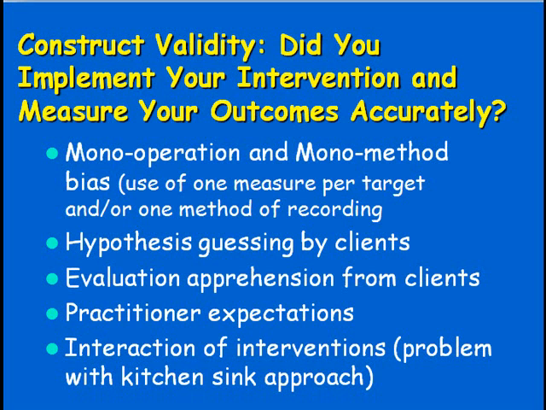The next type of design validity is construct validity. Did you implement your intervention and measure your outcomes accurately? So the first one had to do with reliability. This has to do with accuracy. It's important that in your paper you use a multi-measurement package, and I ask that you use more than one measure and more than one type of measure.